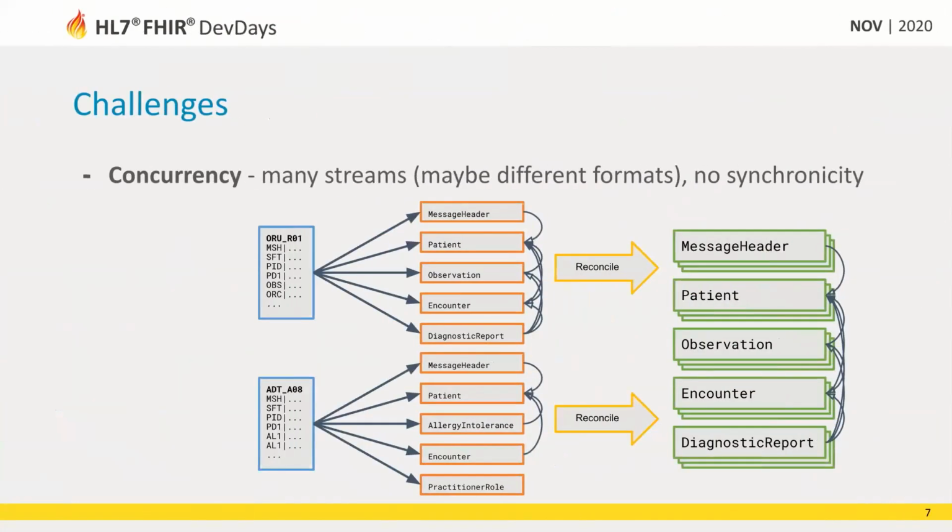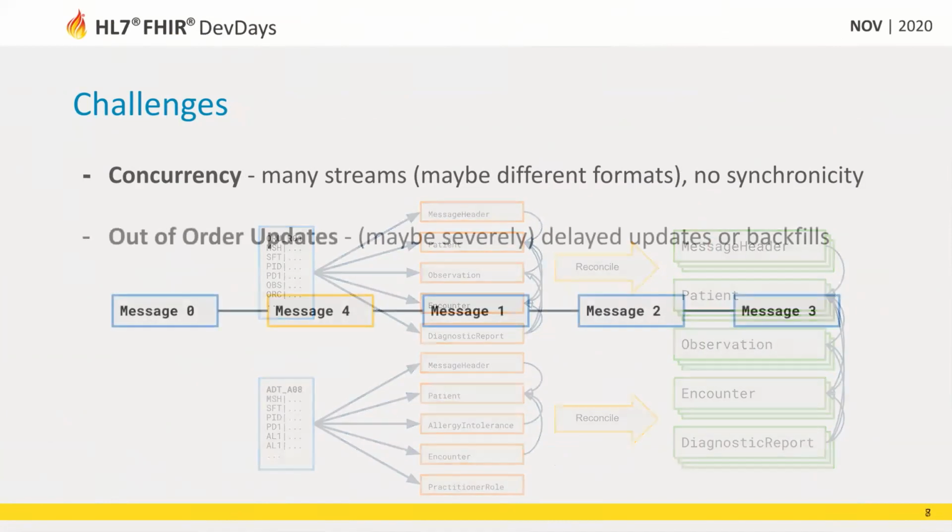However, we start running into challenges when we try to scale this up. So concurrency, as in having many concurrent streams, maybe in different formats even, with no real synchronicity between them, starts introducing things like race conditions. You have to make sure that updates are applied in the right order, especially with something like HL7v2's omitted field, where the intention is that you're applying an update on top of whatever data is already in the store, and so that data has to be up to date. Otherwise, your whole updates are going to be offset.